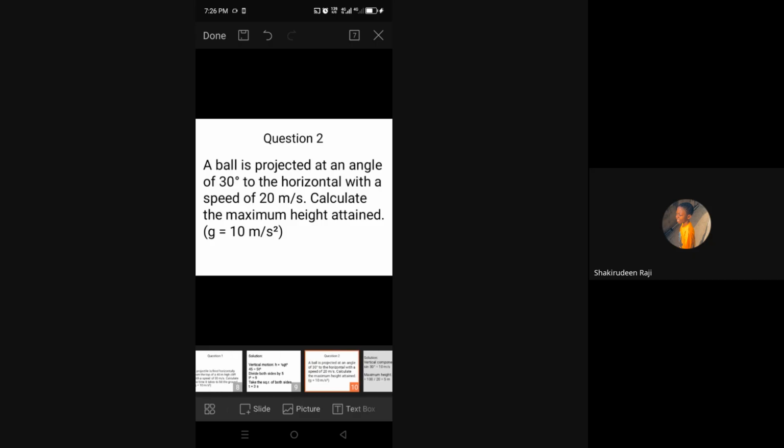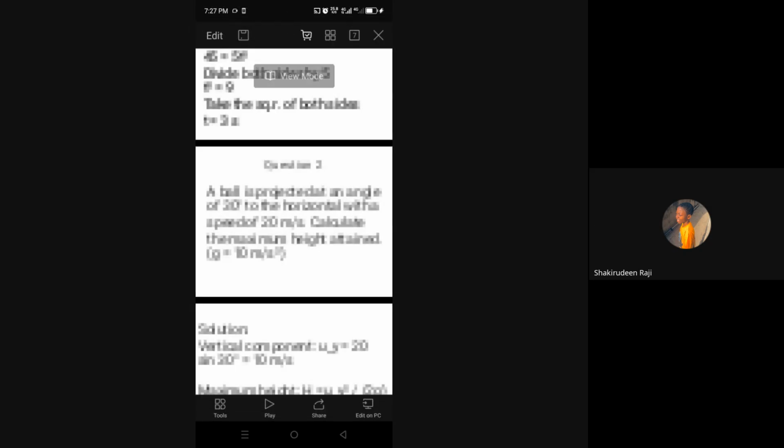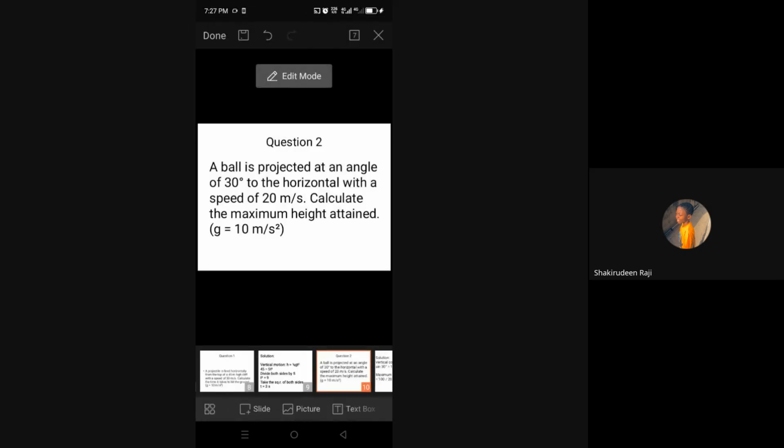So which formula are you going to use for this? I showed you a group of formulas for projectile and I asked you to write them down. If you look at those formulas now, which one do you think we are going to use? Maximum height. Okay. Can you use it, u square sine, and solve it for me? Let me see. You can write the question down and solve.